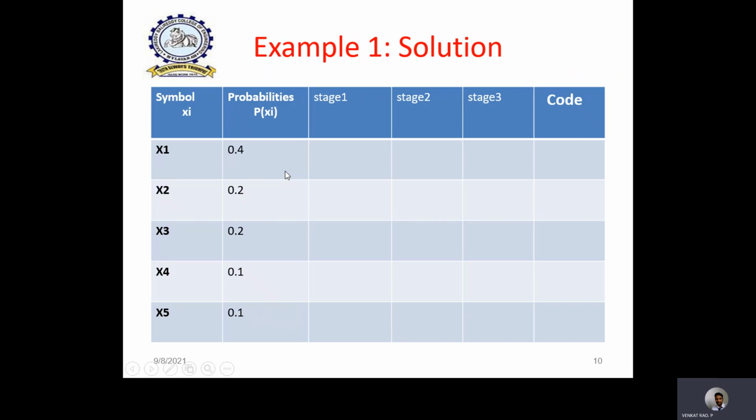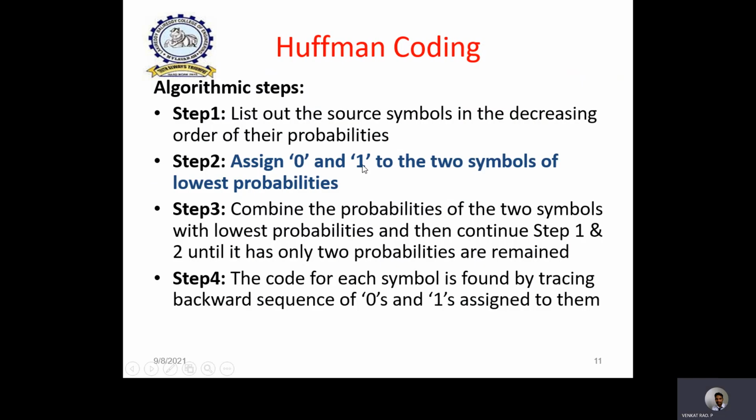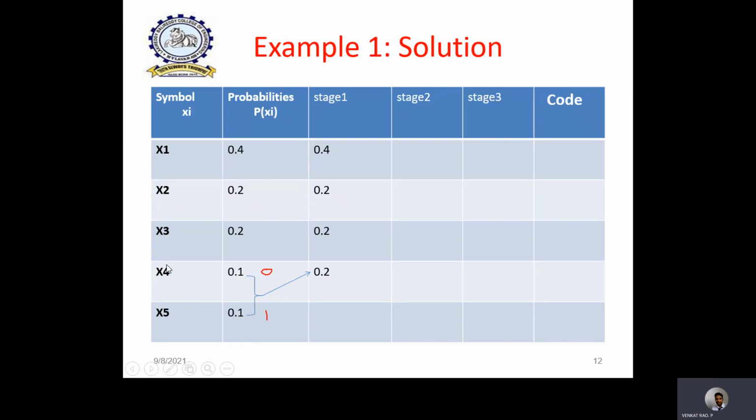So we need to assign 0 and 1 to the two symbols of lowest probability. So let us assign 0 to upper one and 1 to the lower one of these two symbols with lowest probability. For example, we identified that these two symbols are having lowest probability because they are at the bottom. So assign 0 and 1 to the least two probabilities. So I am assigning 0 to this one upper and 1 to the bottom one. So that is the second step.